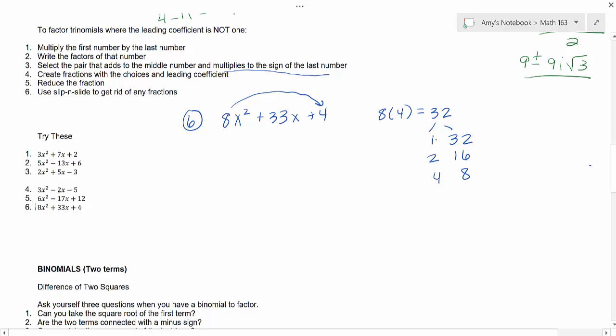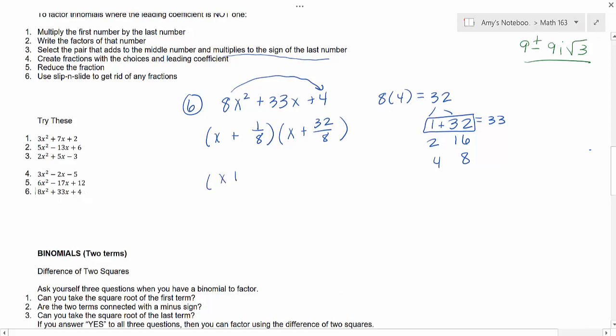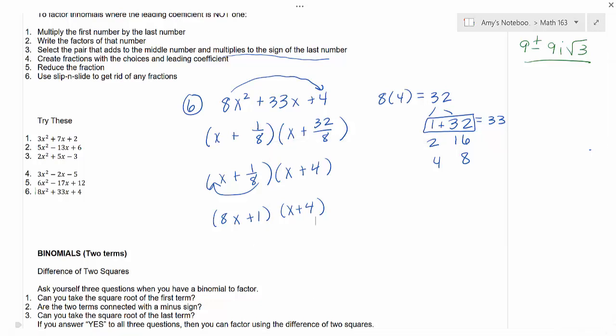Now you want to look at your factors. 1 plus 32 would give you 33, so this would be the pair that you would choose. Create fractions with your choice and your leading coefficient. Reduce fractions that you can. And then slide your number back up to get rid of your fractions. Now that's factoring of trinomials.